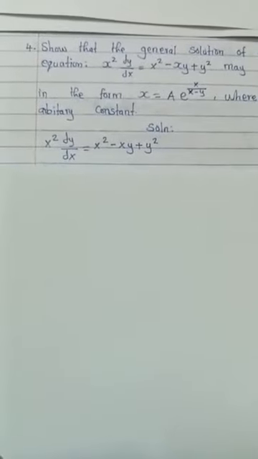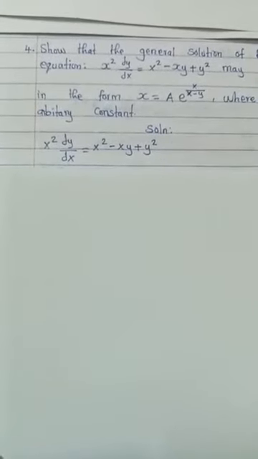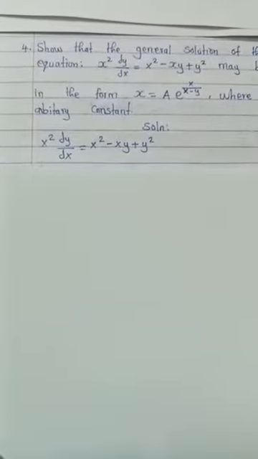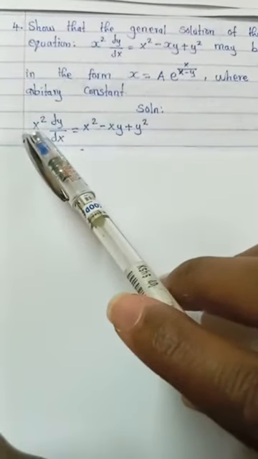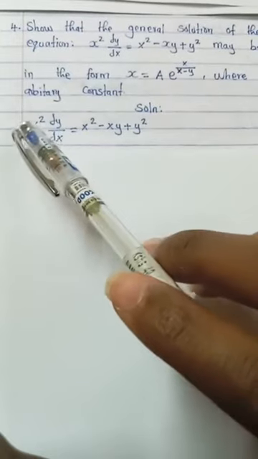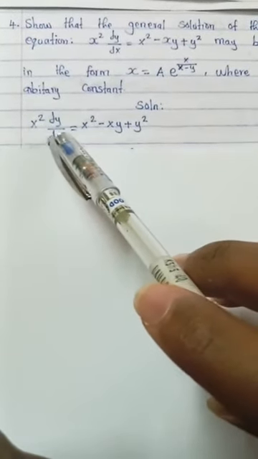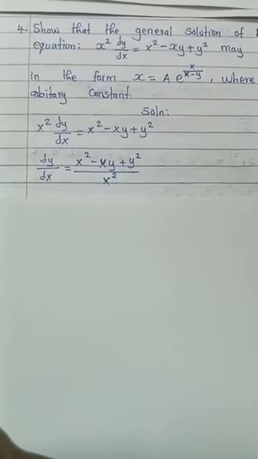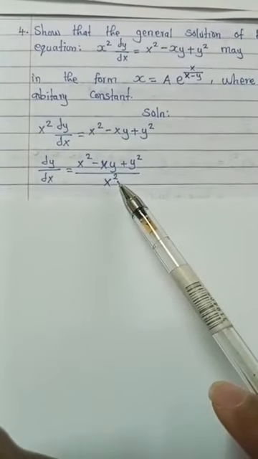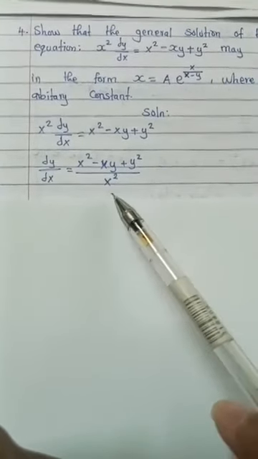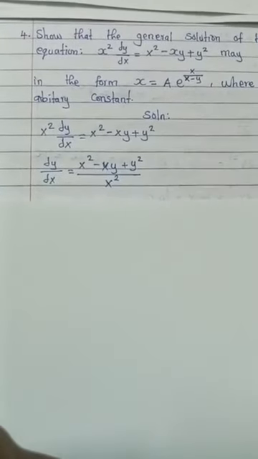Our equation, as we have said, is x squared dy/dx equals x squared minus xy plus y squared. Now we need to separate dy/dx and this x squared, so that means we divide both sides by x squared, and this gives dy/dx equals x squared minus xy plus y squared over x squared.